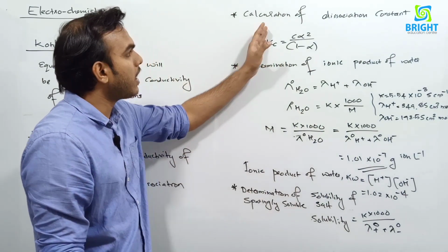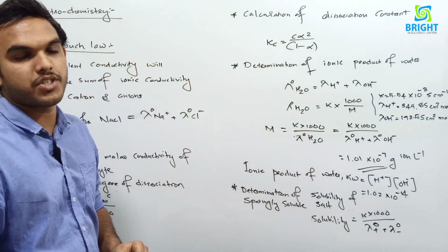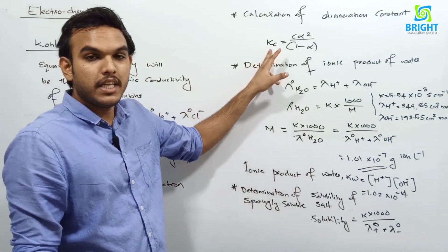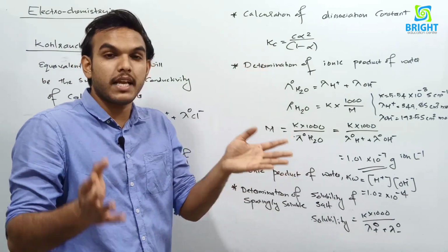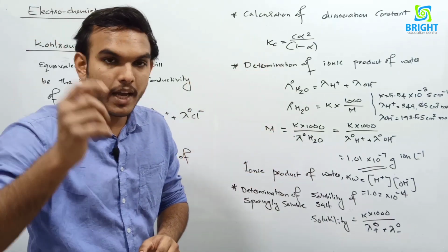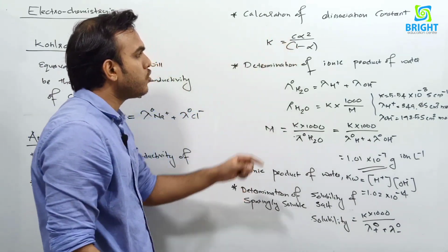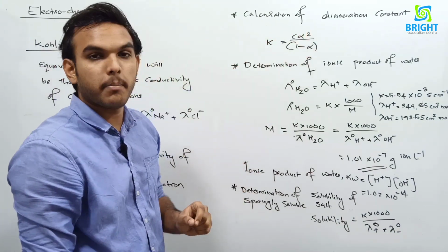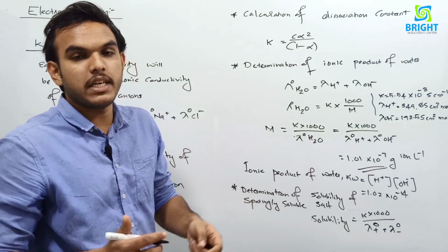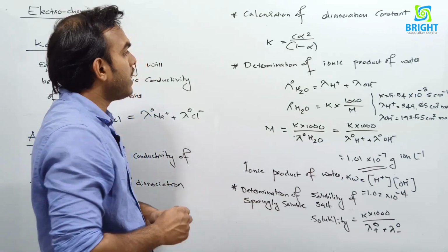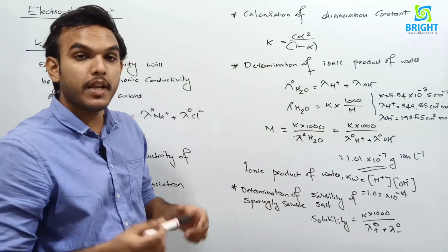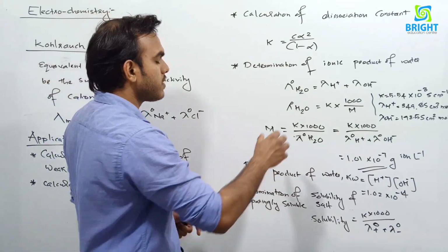Then we can calculate the dissociation constant, Kc. The dissociation constant, the equilibrium constant, is considered as Kc. You can use the dissociation constant as K or any other symbol. So K is equal to C alpha square divided by 1 minus alpha, which we are studying in the chapter on equilibrium. Then you have to find the determination of the ionic product of water. For this you have to study this one.